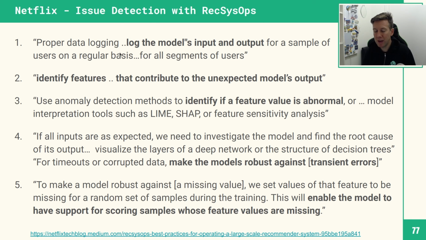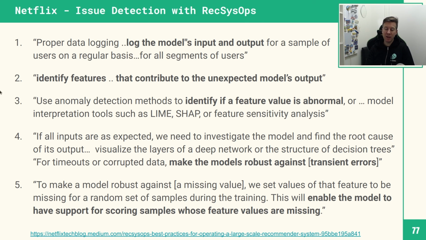It says proper data logging. So logging the model's input and output for a sample of users on a regular basis for all segments of users. So in their case, they generate so much prediction log traffic, they don't store all of it. They just say, we'll store a sample. But we need to make sure we get all of the different segments of users so that the prediction logs are representative of all the users they have.